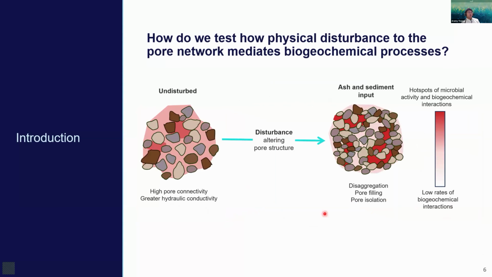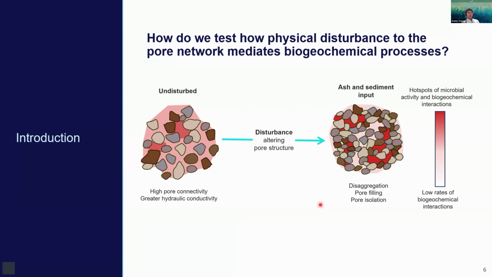And as Janshu mentioned, this could possibly be a big mediator, the structure of the pore network on biogeochemical processes, where if the water retention ability of a soil is increased or decreased depending on the disturbance of the soil, how will that affect the hotspots of microbial activity in different parts of the soil or the soil aggregates?